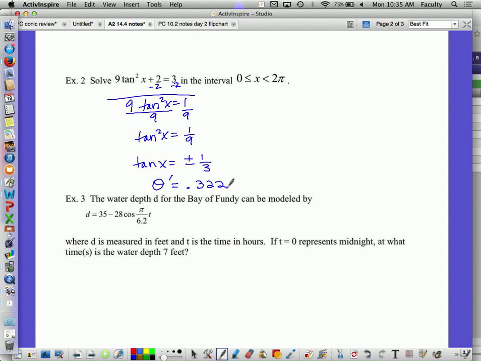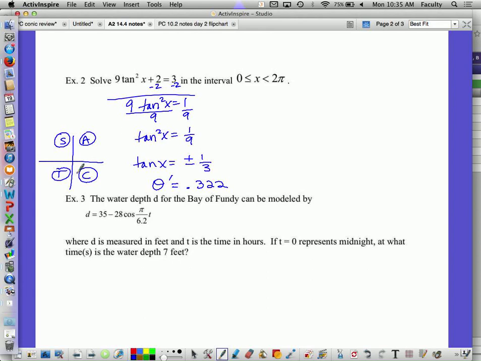Now we need to stop and think, and this is what I absolutely love about Algebra 2, is that we're now doing a lot more thinking. We want to focus on the thinking, not memorizing procedures. So let's think about this. To get tangent x equals a positive 1/3, that's in the first and the third quadrant. To get tangent x equals negative 1/3, it's the second and the fourth quadrant.